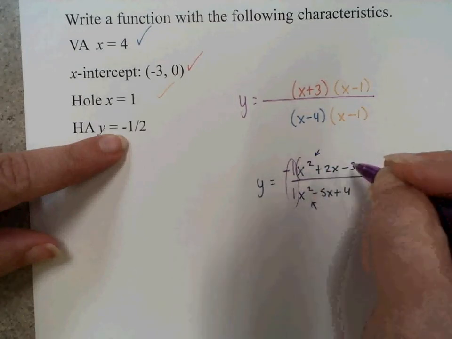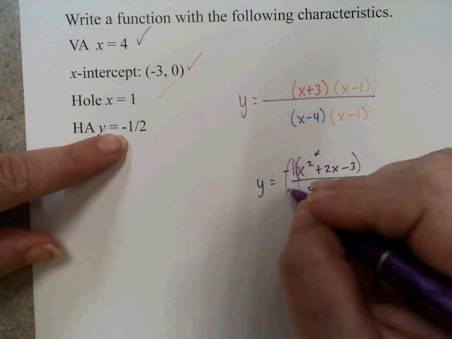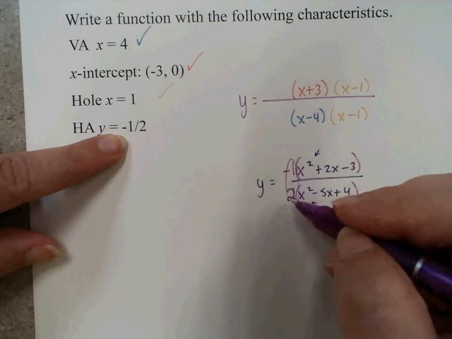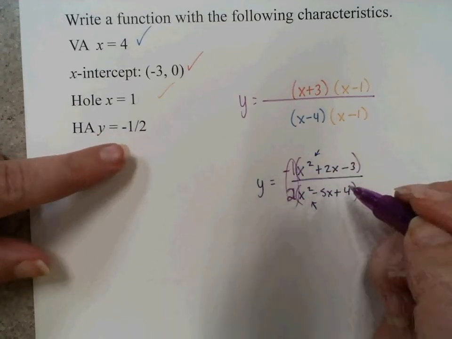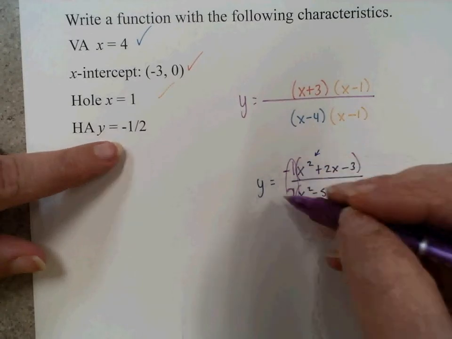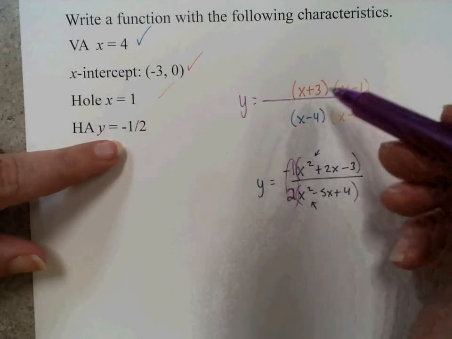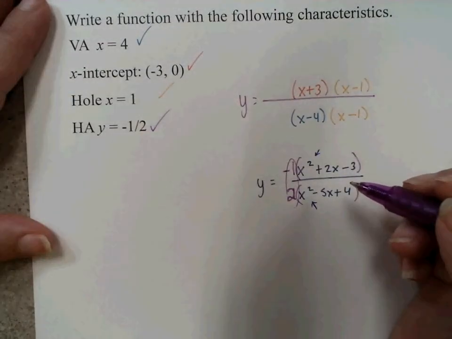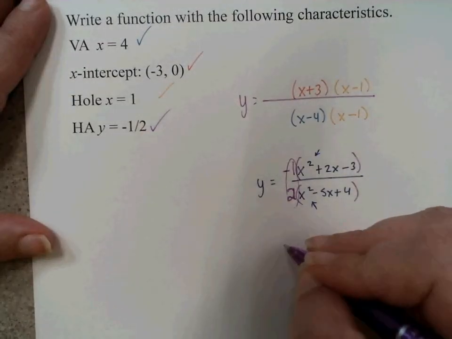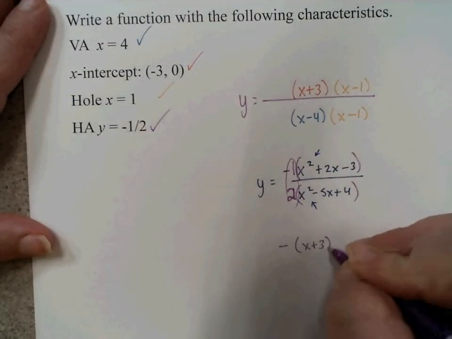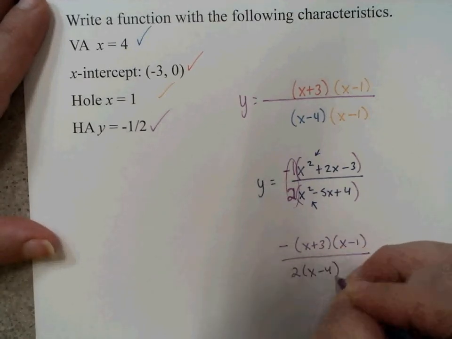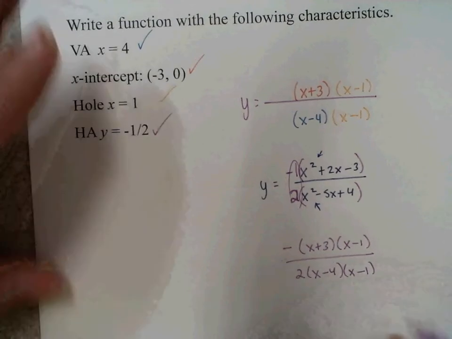So I could either just make this one a negative and distribute the negative to the top, and make the denominator a 2 and distribute that to the denominator, or I can make the denominator a negative 2 and distribute that. Multiplying by a constant negative 1/2 does not change any of this. Okay? So now I've met that criteria. So my final answer would be negative x plus 3 times x minus 1 over 2 times x minus 4 times x minus 1.